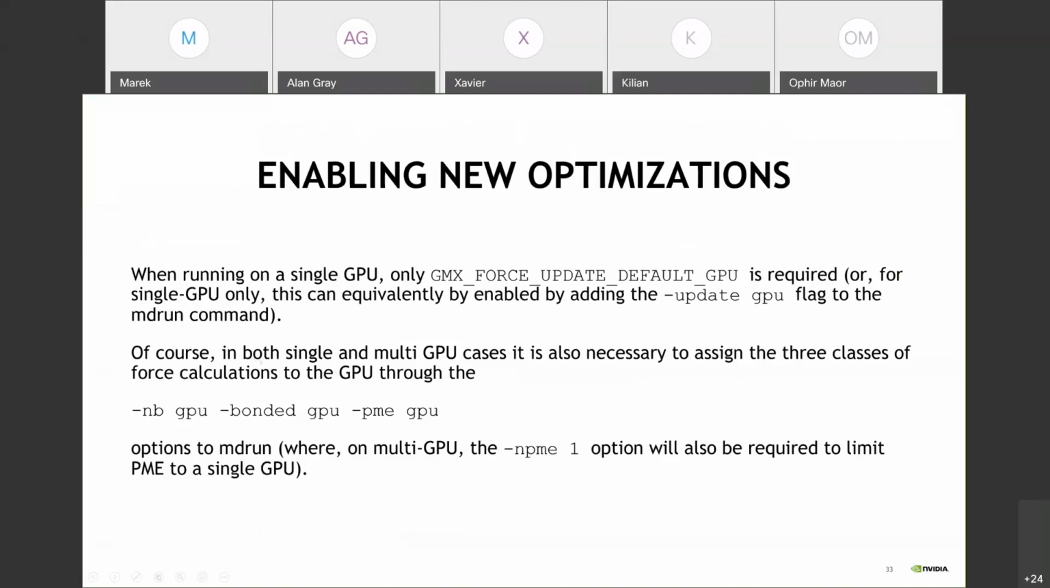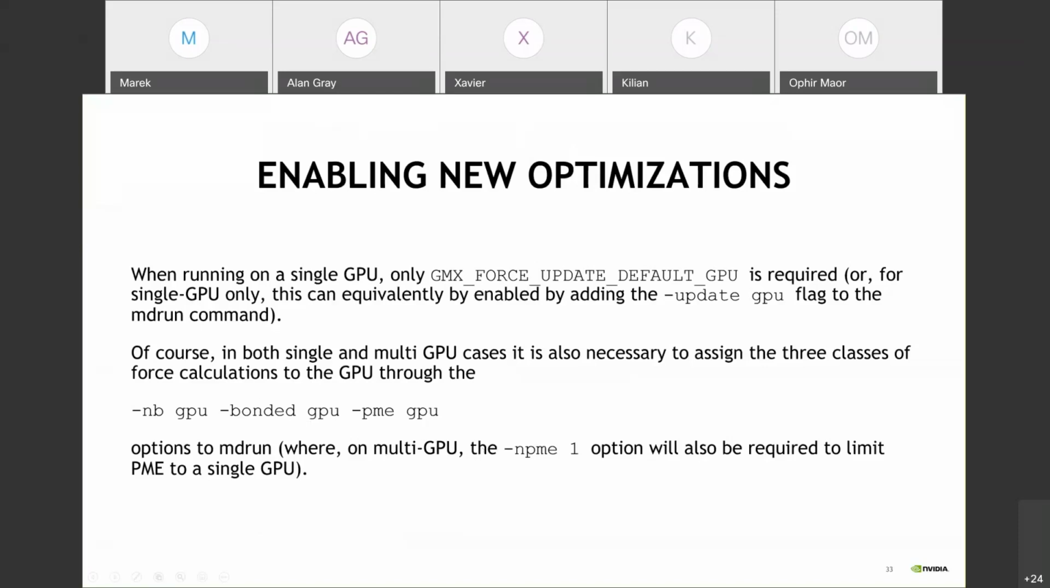It's also important to make sure that all the other forces are on the GPU. So just have -nb GPU, -bonded GPU, and -PME GPU switched on. Some of these are on by default anyway, especially the non-bonded one. I think the non-bonded is always on by default, but the other two depend on whether you're on single or multi GPU. I think the bonded is not on by default, and the PME depends on your single or multi GPU. So play it on the safe side. Have all these on your runtime just to make sure everything's on the GPU.